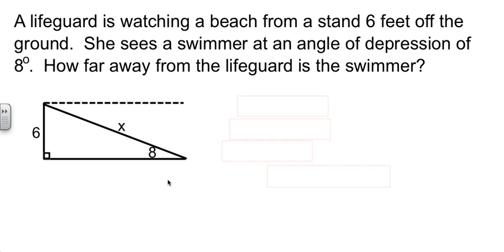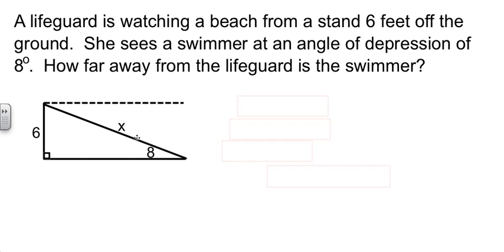Okay. You'll notice that when I put my 8 degrees in, I put it down here. Really and truly, the 8 degrees belongs up here. You're looking from a horizontal line, looking down by 8 degrees to see the swimmer out here. But the problem is now this is not inside our triangle, which makes life difficult. We could figure out this angle, 90 minus 8, or we could use alternate interior angles.